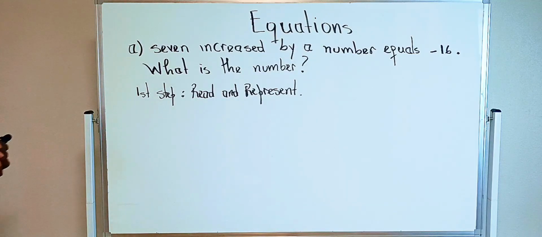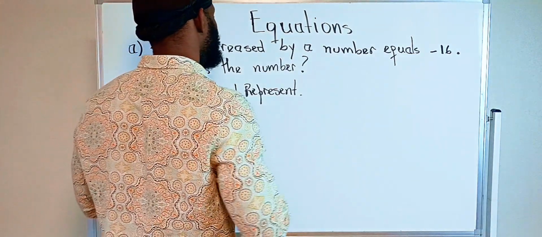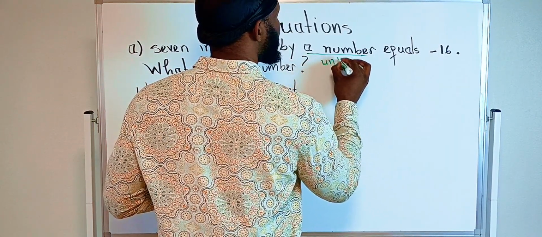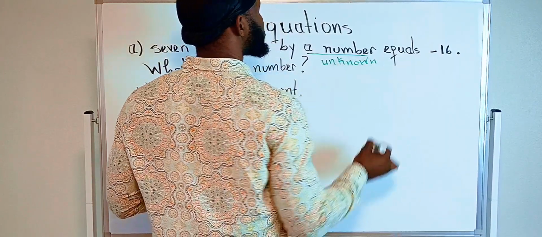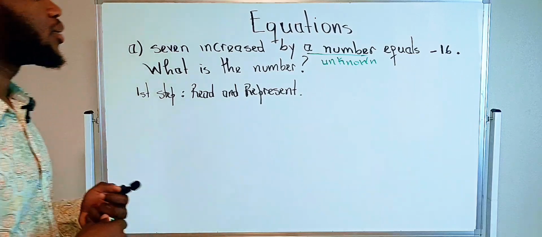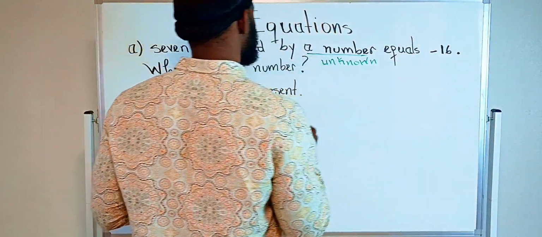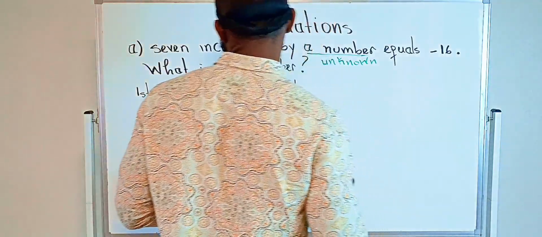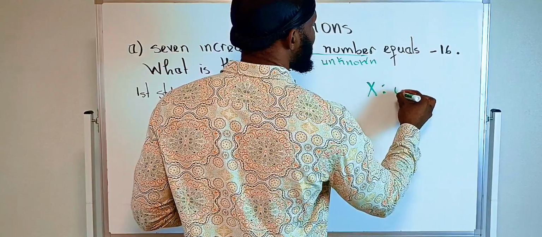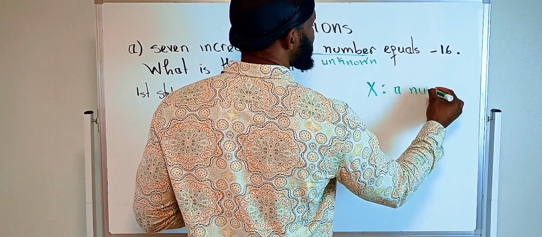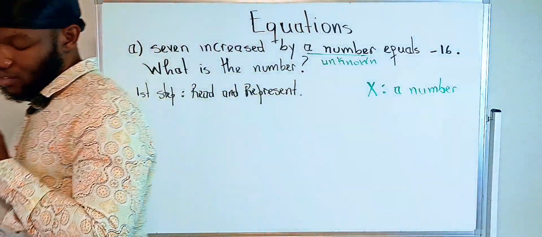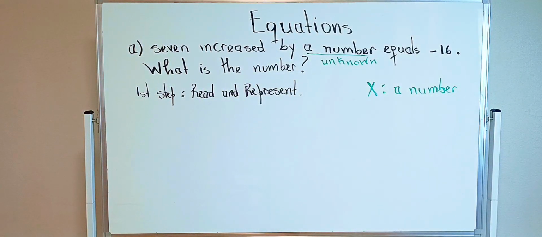What does a number mean here? 7 increased by a number. A number is something unknown, something they don't know yet. That means they're talking about a variable. You can take any letter to represent a number, so right now let's take x. Let's say x is the number they're talking about, which we don't know yet. x is a variable.